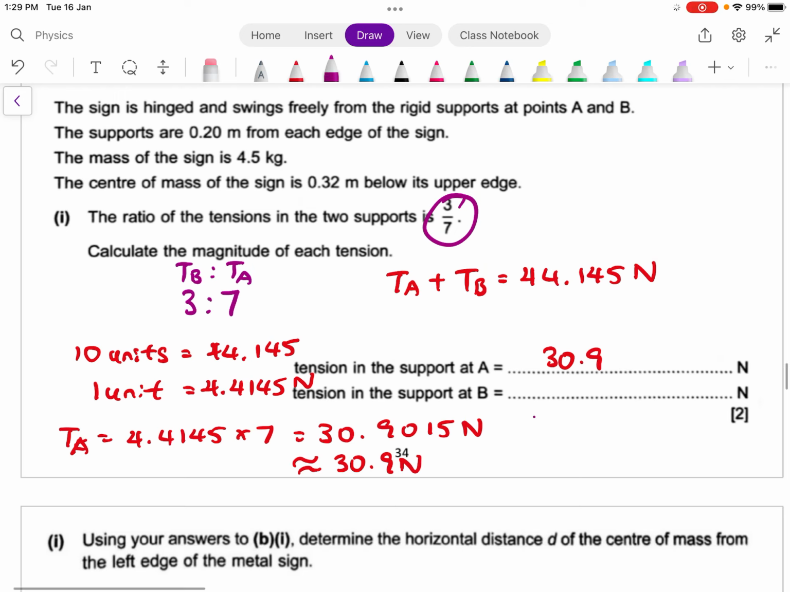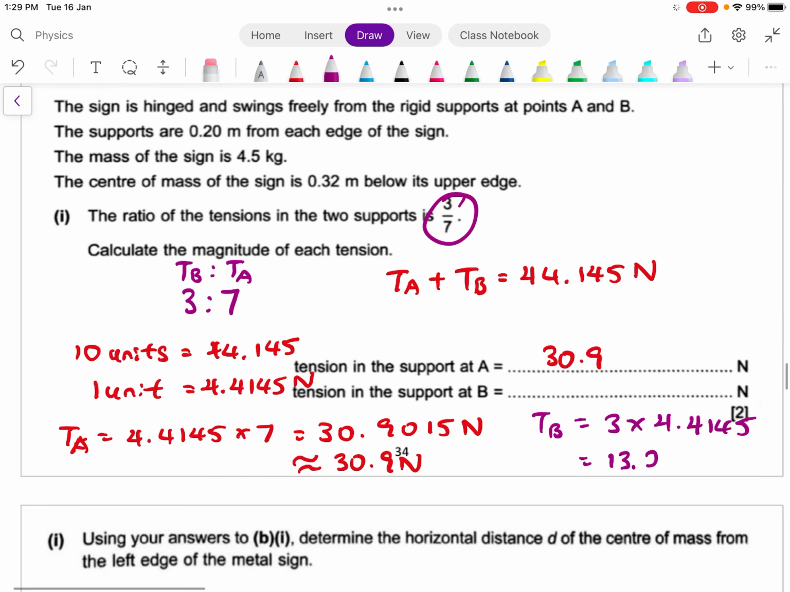So TB is equal to 3 multiplied by 4.4145. So this will give you 13.2435. Then round off to 3SF, 13.2 Newton. Yeah, so as such, for part I, the answers will be 30.9 N and 13.2 N. Of course, TB is 13.2.